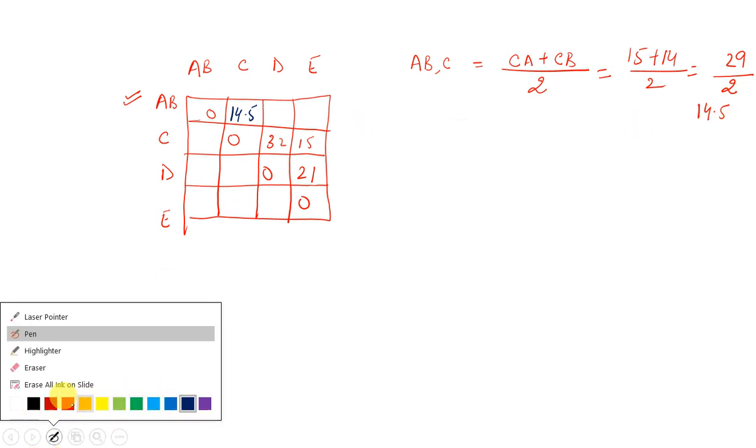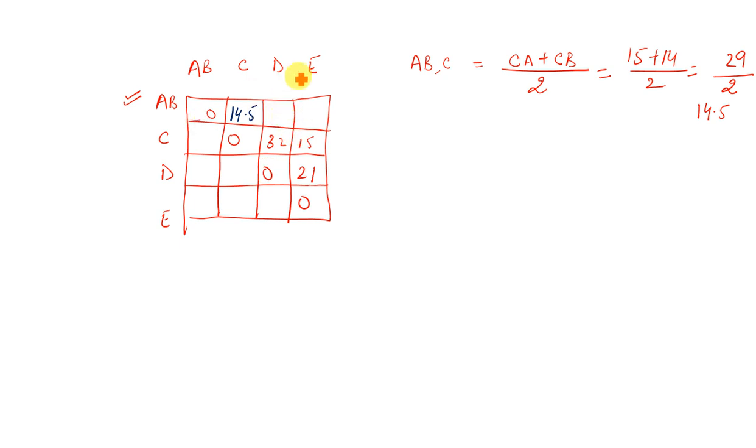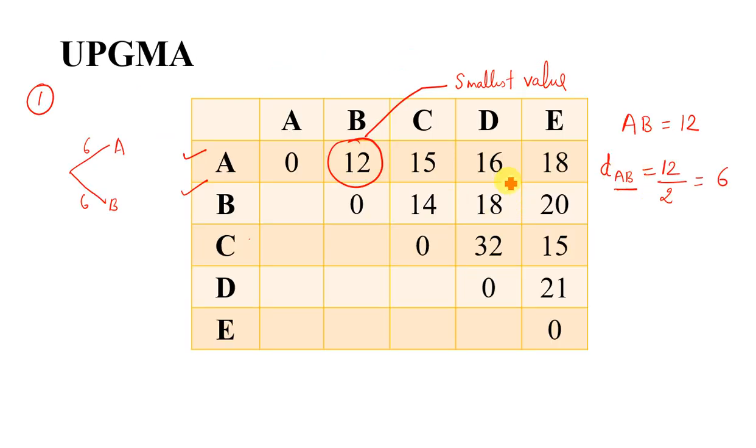Now again, in the same way, we have to calculate ABD. So AB comma D equals DA plus DB divided by 2. What is the DA value? DA is 16.